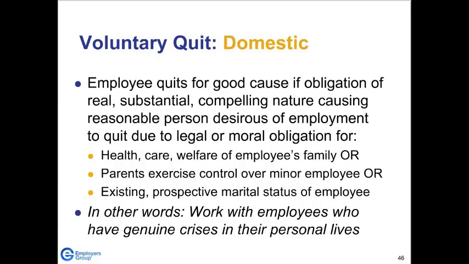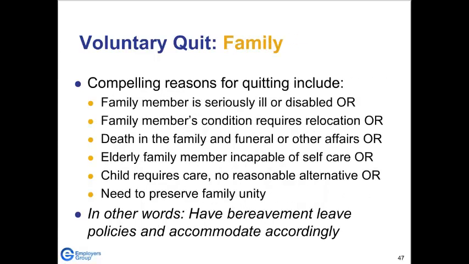Quick note here, it's always best to have bereavement leave policies and accommodate accordingly for those employees who are having a difficult time with the passing of a loved one. And certainly bereavement policies are very effective in allowing individuals a short period of time in which to be with family. Quitting for good cause with marriage includes relocation scenarios or accompanying a spouse to another location. Remember that employers are not responsible in these scenarios, like we talked about at the beginning. That's one of the excuses that's permitted under the Unemployment Insurance Code.